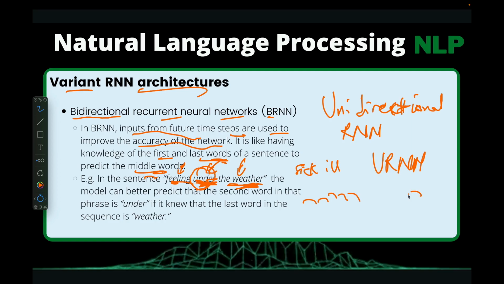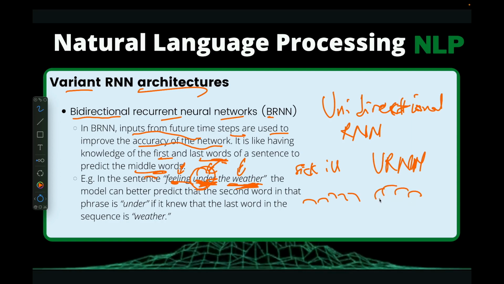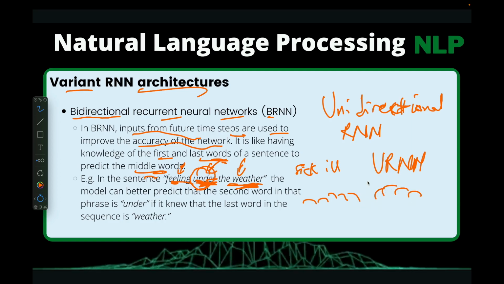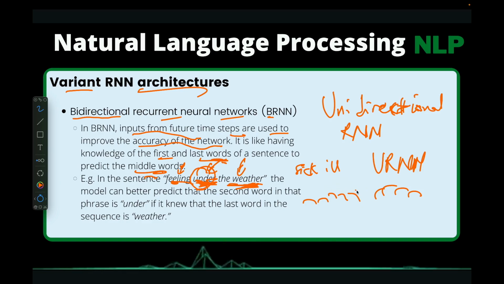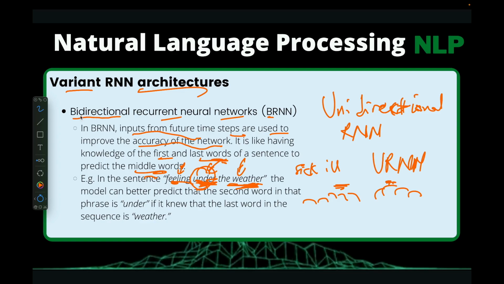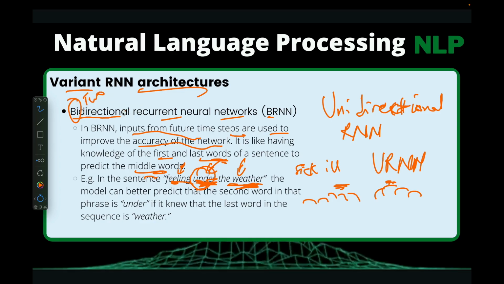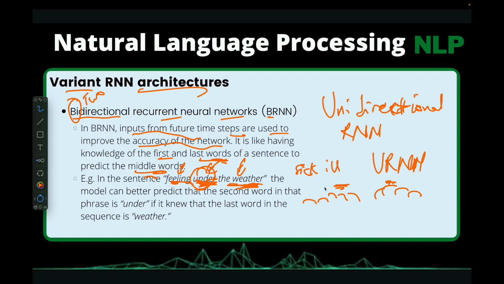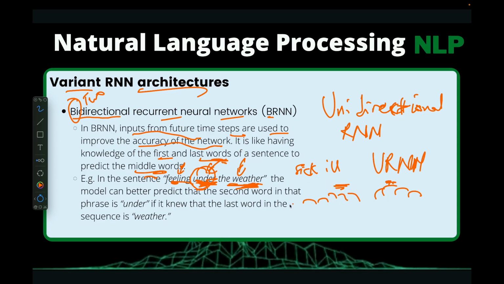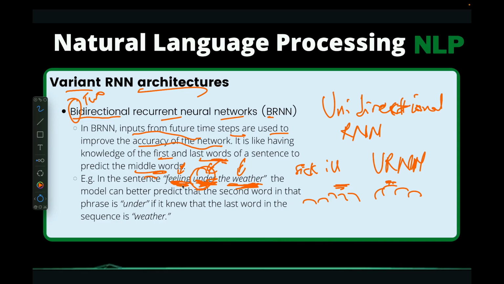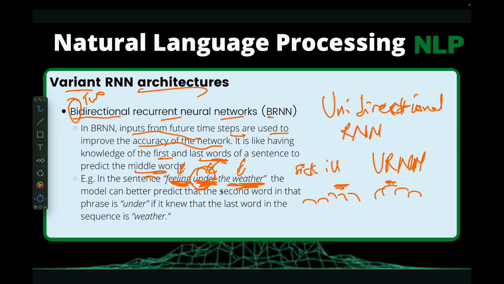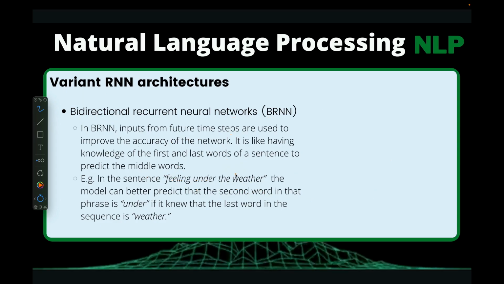But if it's going to take into consideration the future words also, then that becomes bidirectional, because it's taking care of both past and future. So it's bidirectional. Remember, bi means two. So it's taking care of both sides, both past and then future. That is, words that came before and then words that come after. So that is bidirectional.